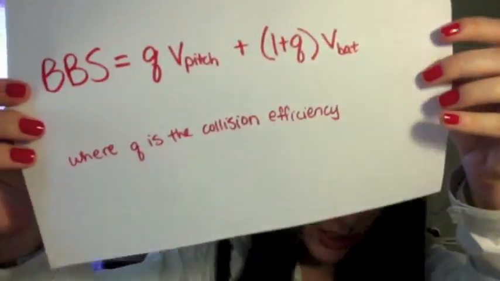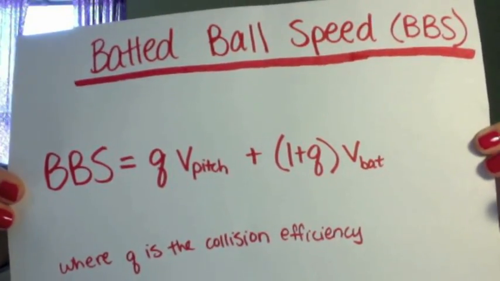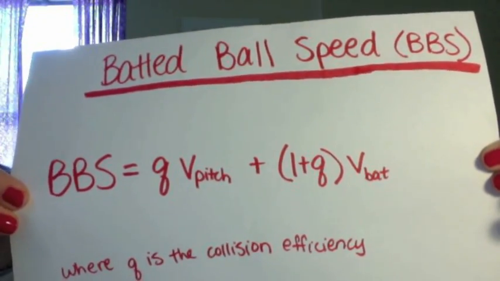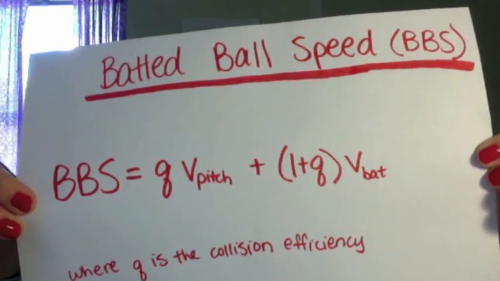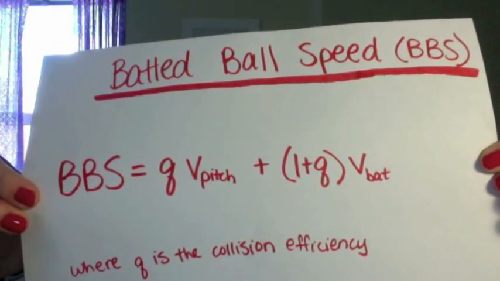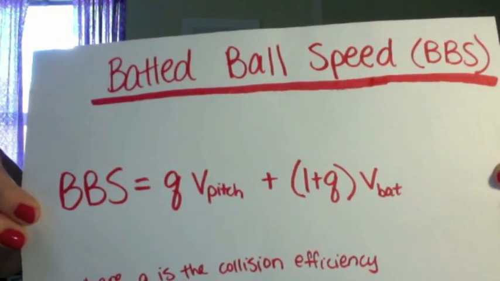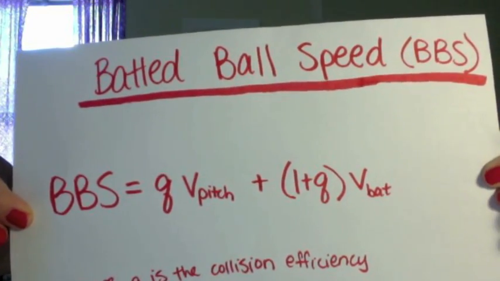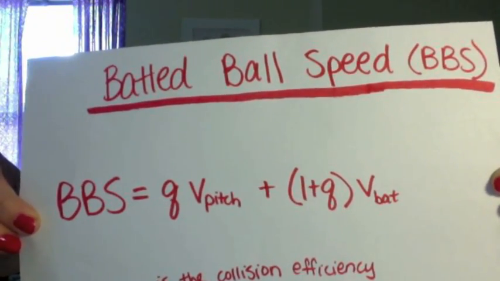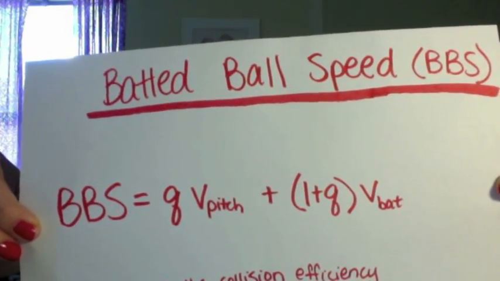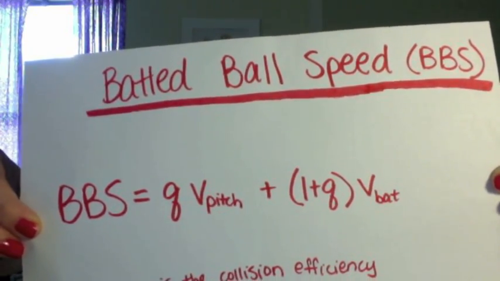baseball.physics.illinois.edu. So probably the most important topic that he talked about was the batted ball speed, and that is basically this equation. What determines the batted ball speed? Well, first is the pitch speed and the bat speed. Then you have the collision efficiency, which is the property of the ball and bat, denoted by Q. So batted ball speed, BBS, is equal to Q times the velocity of the pitch plus 1 plus Q times the velocity of the bat.